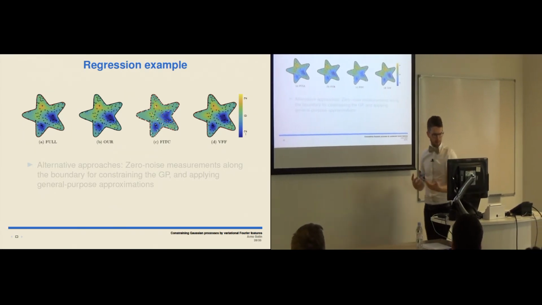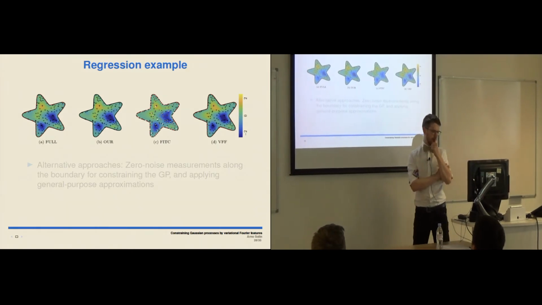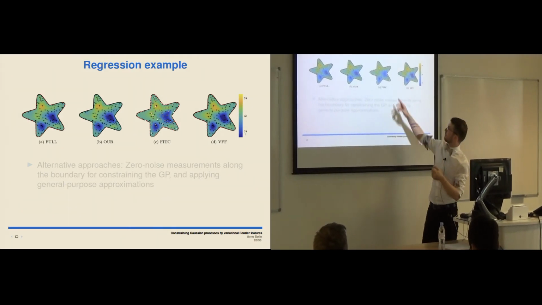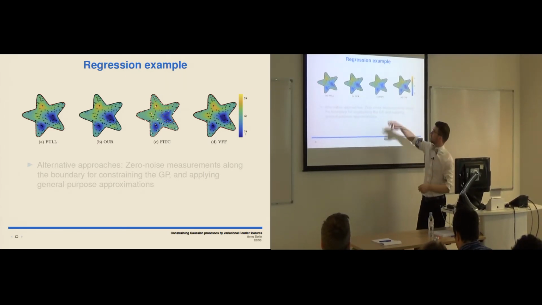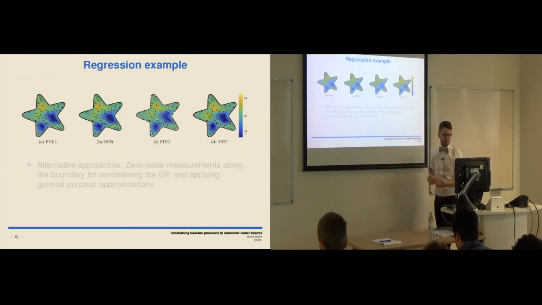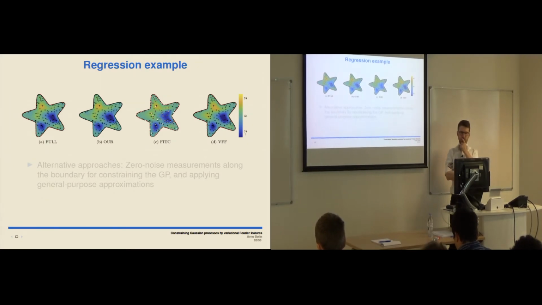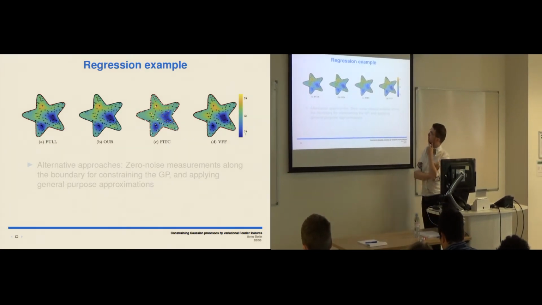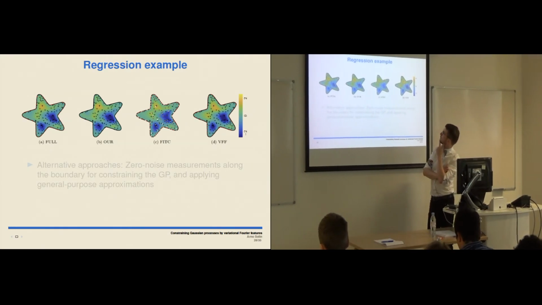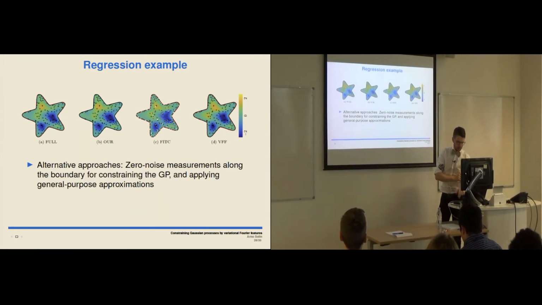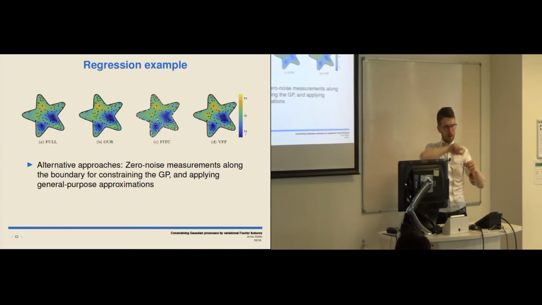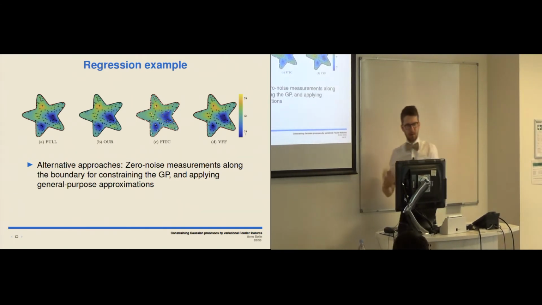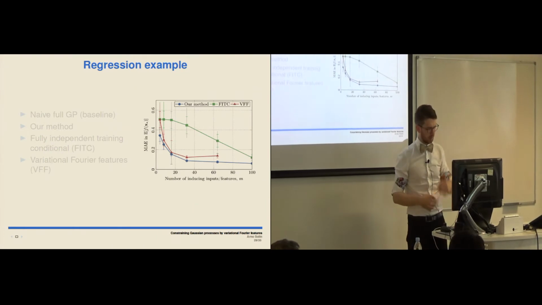In the AI stats paper, we compare this to different approaches where you could, of course, have measurements along the boundary, specifying what sort of value you want there, like zero noise measurements along the boundary, and then use some general purpose scheme for the inference, such as FITC or VFF. And of course it's not surprising that a method where you can actually encode the continuous boundary inside the method works better than just using some general purpose approach.